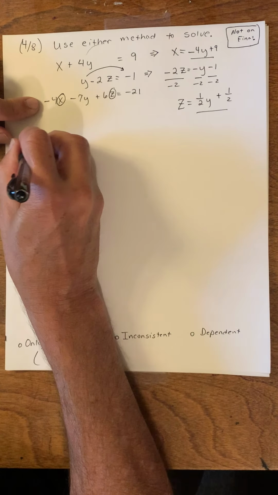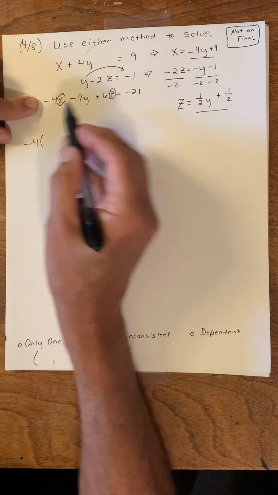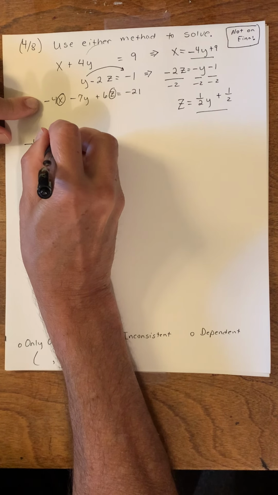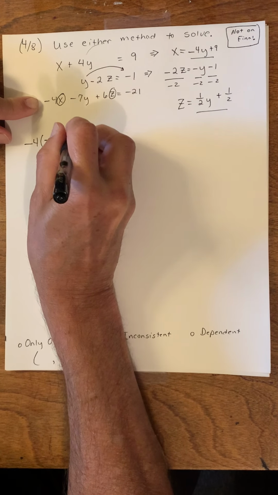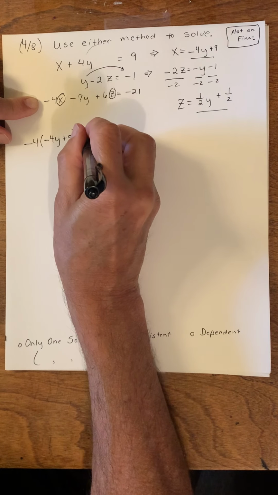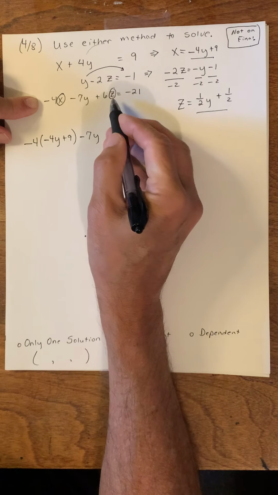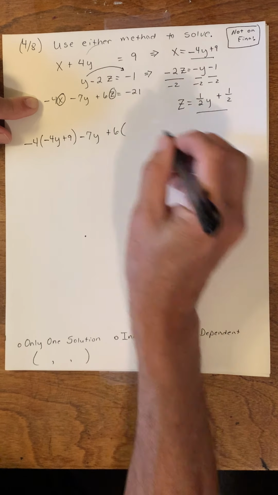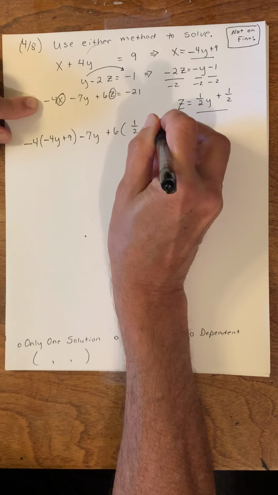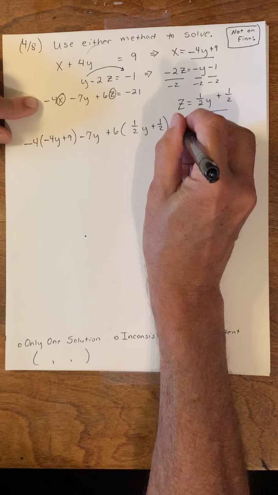So negative 4 times x. But what is x? It's negative 4y plus 9. Minus 7y plus 6 times z, but wait a minute, z is 1/2 y plus 1/2, equals negative 21.